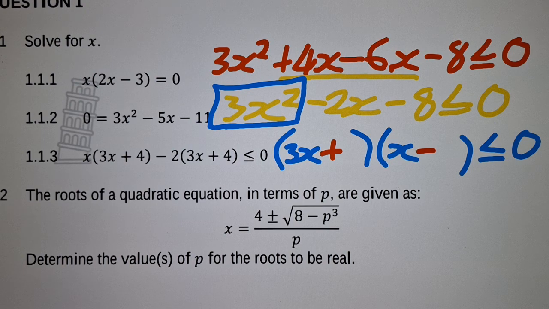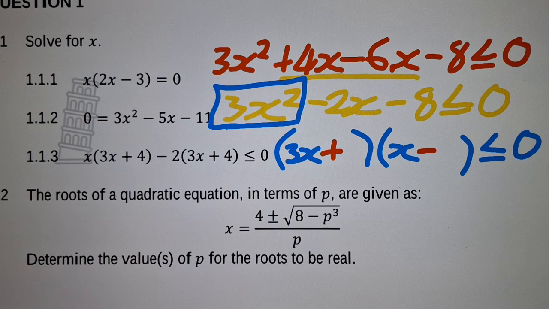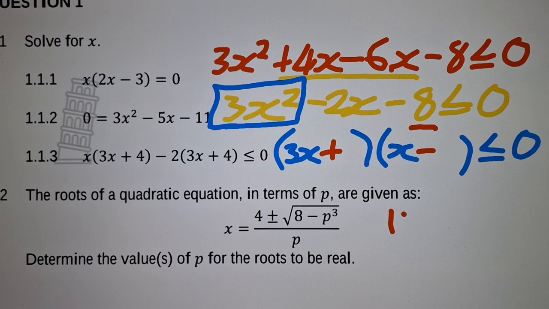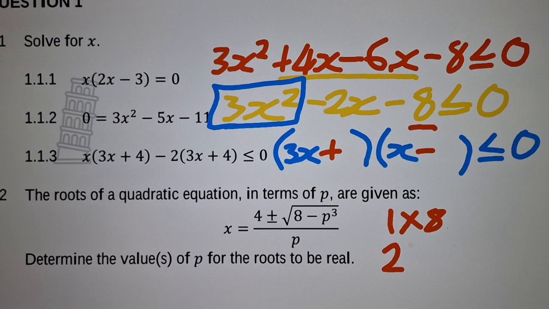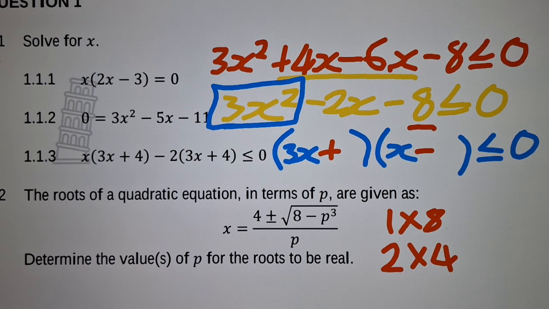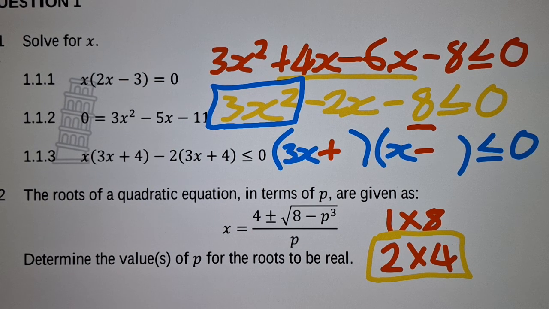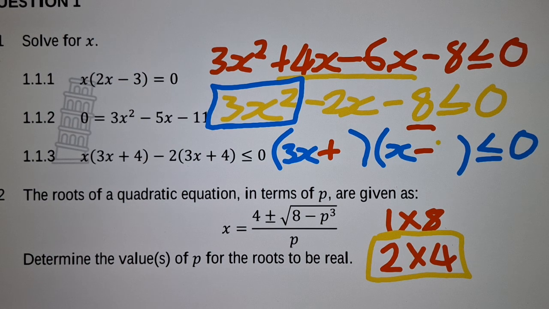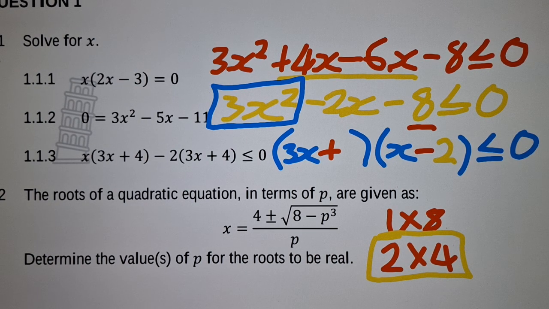Then after that, we look for the factors of 8, because we're supposed to substitute them into the brackets. The factors of 8 are 1 times 8, then 2 times 4. That's it, so these are the 2 pairs. So it's either 1 times 8 or 2 times 4. In this case, 2 times 4 will be the relevant one. Then we put it in the brackets. So I'm going to write 2 here, then I write 4 here.